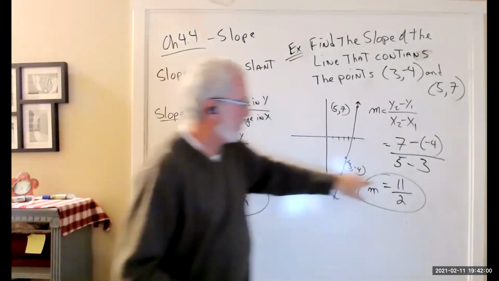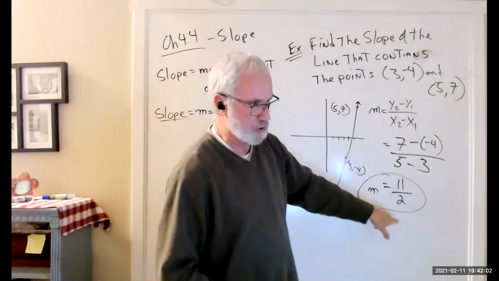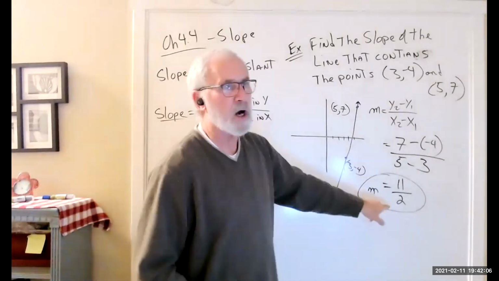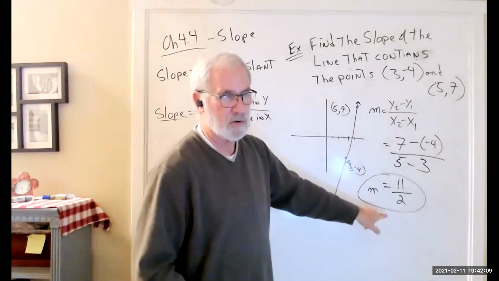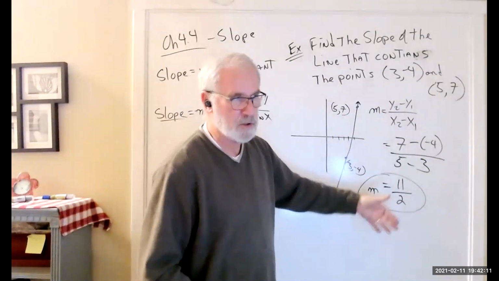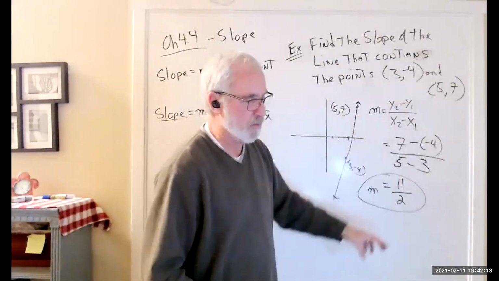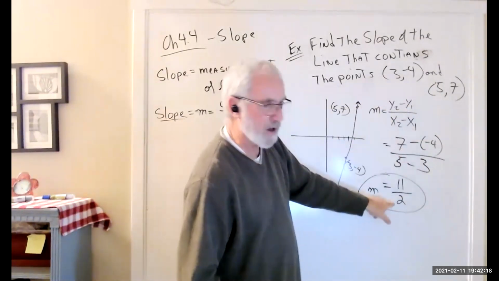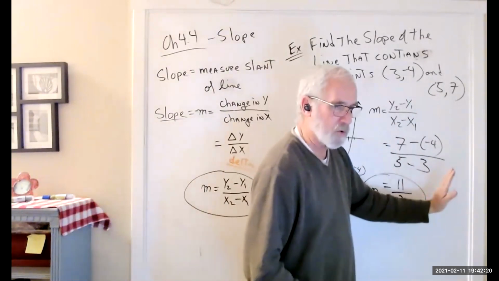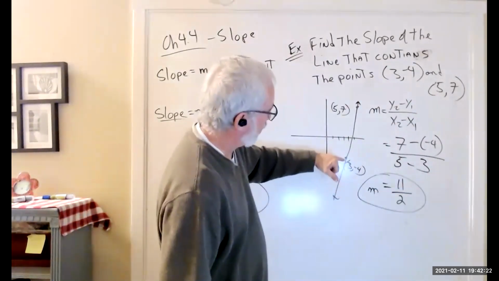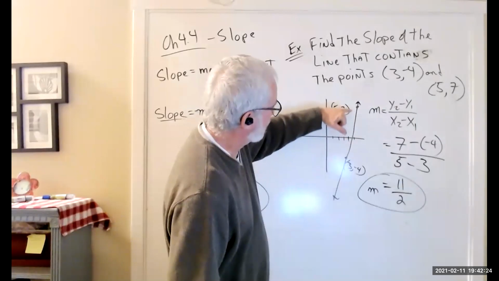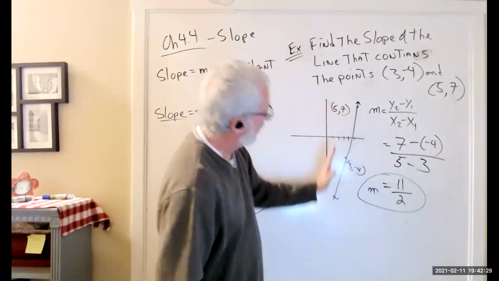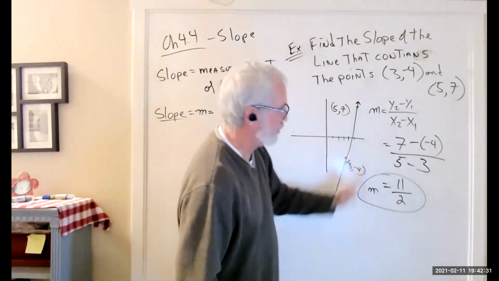So when you write the slope is 11 over 2, and by the way, you do not write this as a mixed number. You leave it as 11 over 2, not 5.5 or whatever, okay? This says the y values go up 11 when the x values go over 2. And we can kind of see this. The y value went up 11, from -4 to 7, when the x value moved over 2. That's what that's trying to say.